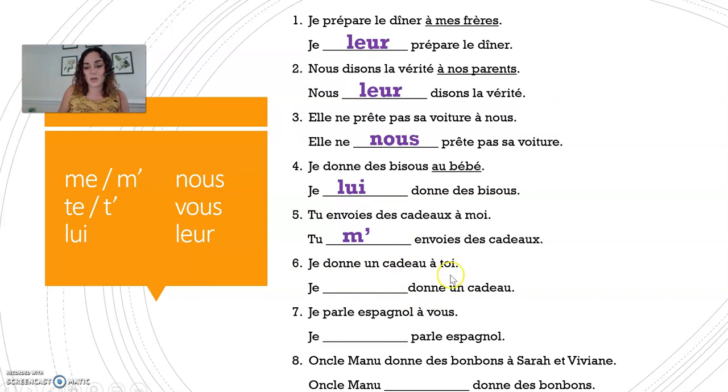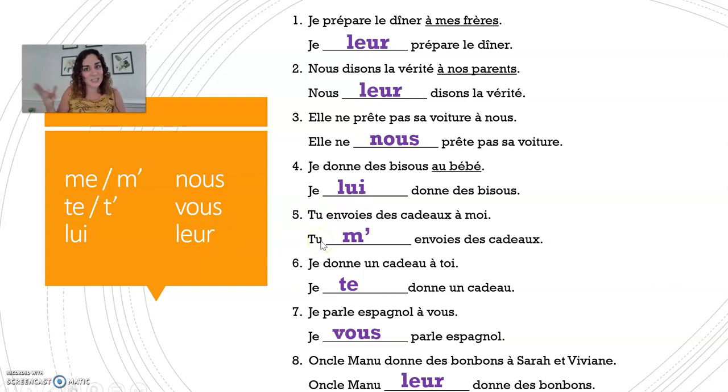6. Je donne un cadeau à toi. Je te donne un cadeau. No contraction necessary because donne starts with a consonant. 7. Je parle espagnol à vous. This is not the correct way to form it, but you are going to take that vous and move it in front of the verb. Je vous parle espagnol. I'm speaking Spanish to you all. That'd be cool. Et numéro 8, Oncle Manu donne des bonbons à Sarah et Viviane. I have two people here. I'm not included in this. I'm not speaking to them. So the answer is leur. Oncle Manu gives candy to them.